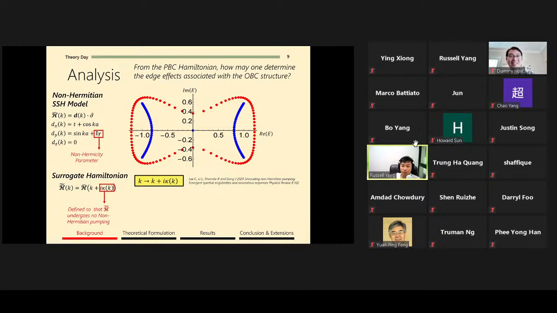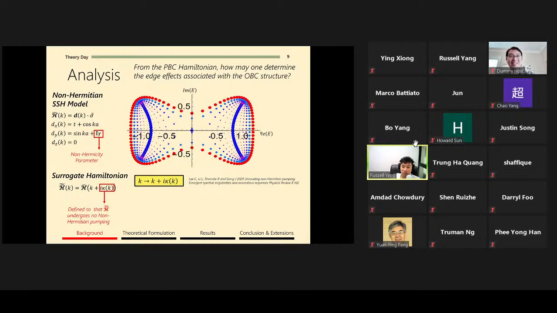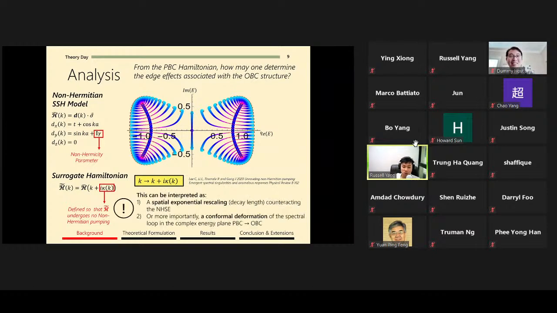To be specific, kappa is given by the smallest magnitude-wise complex deformation of momentum K, such that eigenvalues lie at the endpoints of the PBC-OBC spectral flow. This is nice because it encodes a formalism that allows one to model the non-Hermitian skin effect. In essence, kappa can be treated in two ways: as a spatial rescaling, countering the non-Hermitian skin effect, or, more importantly, a conformal deformation of the spectral loop in the complex energy plane.